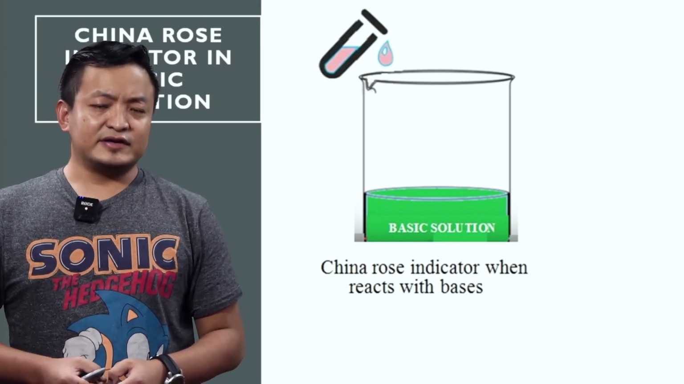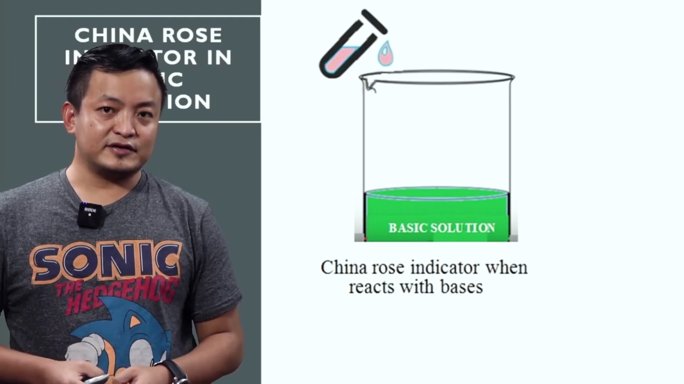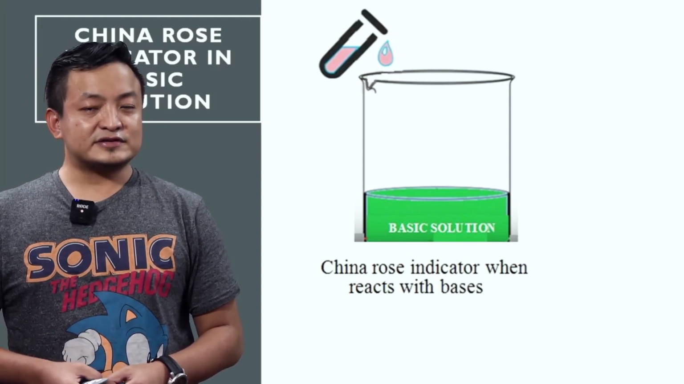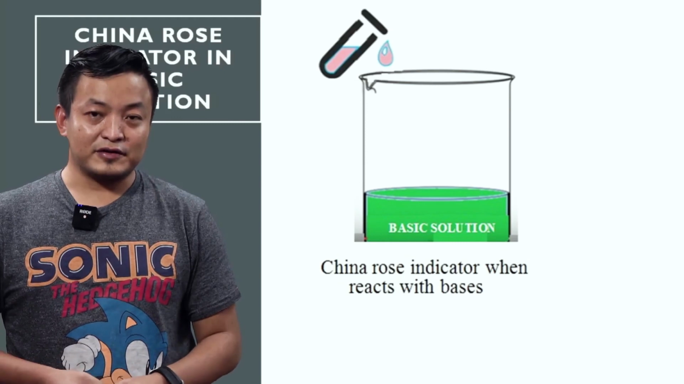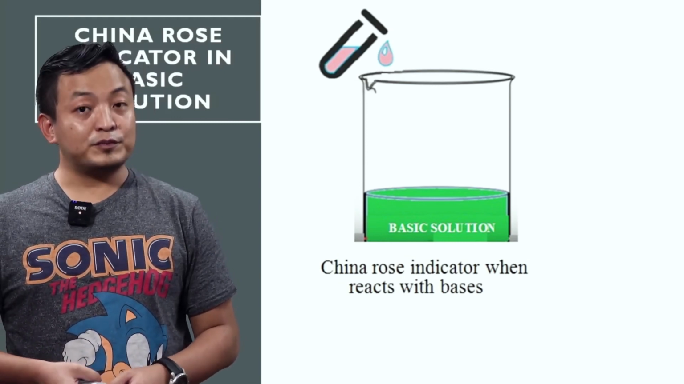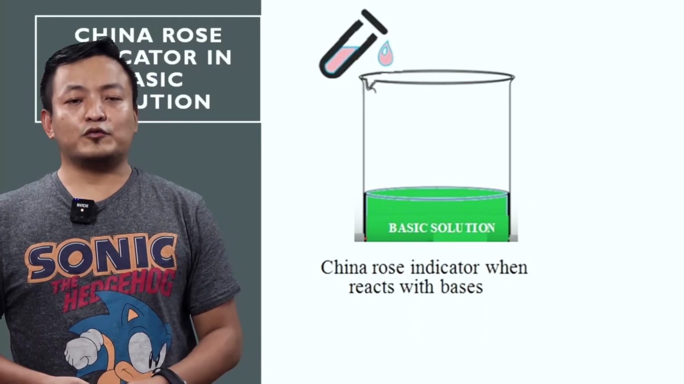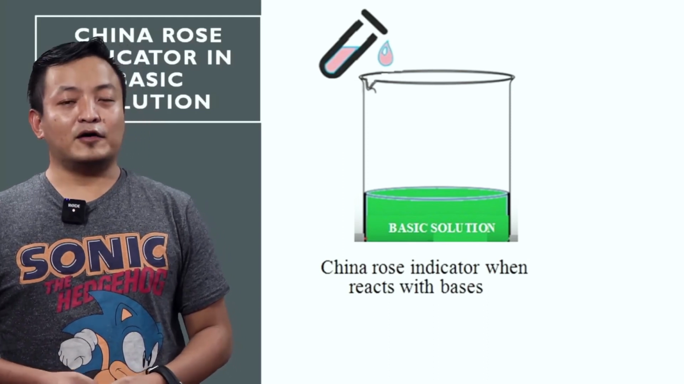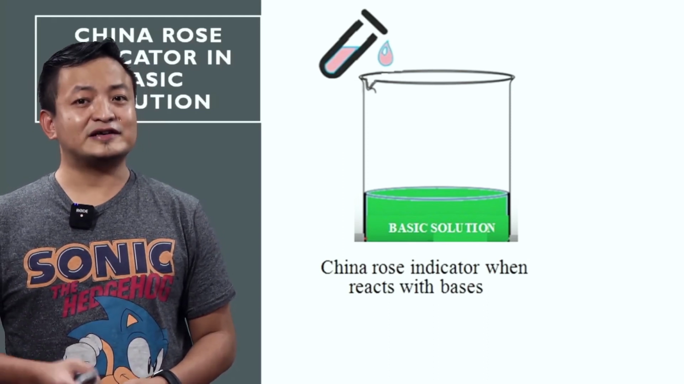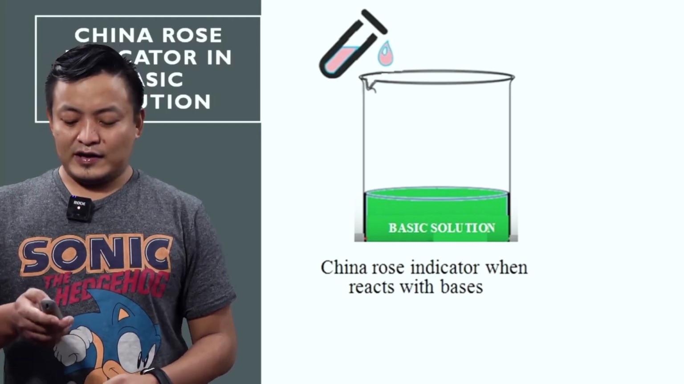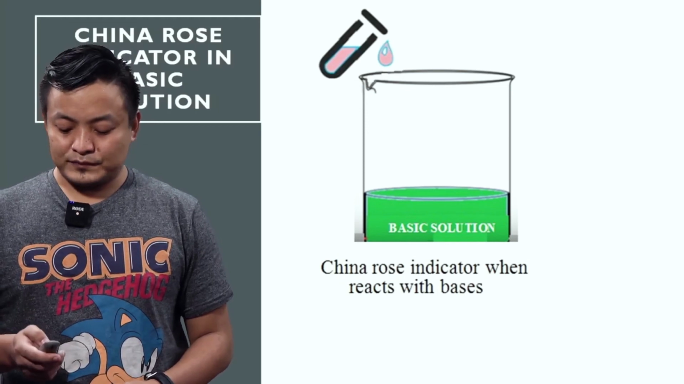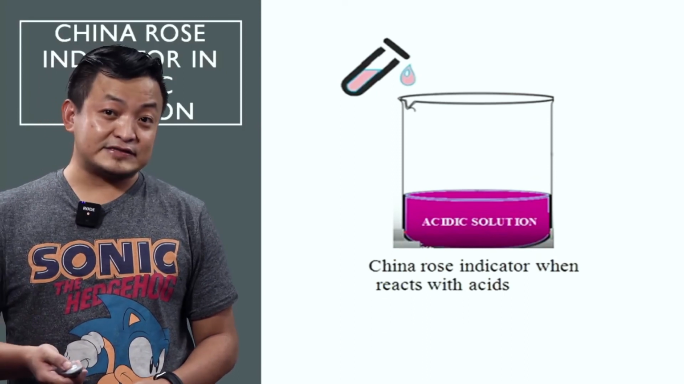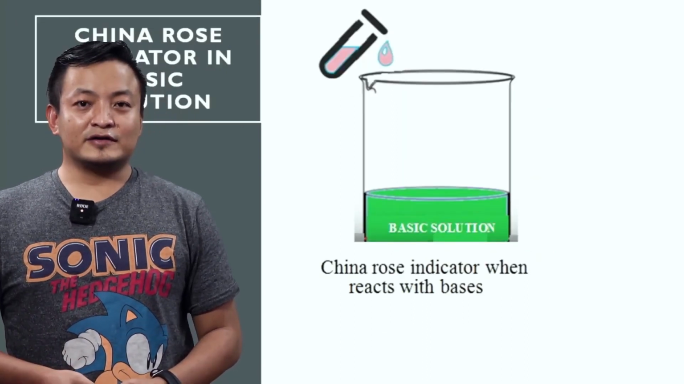The first type of indicator we discussed was a natural indicator, that is litmus paper, right? And the second natural indicator we discussed was turmeric solution, right? In turmeric solution, when we put acid, it was yellow, and when we put a basic solution, it turns red, right? Now, the third natural indicator we discussed was China rose petals, right? When we put an acidic solution, it changes to magenta, and when we put a basic solution, it turns green.